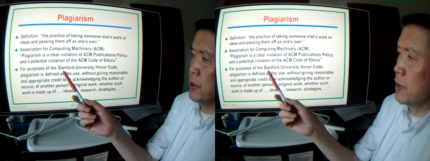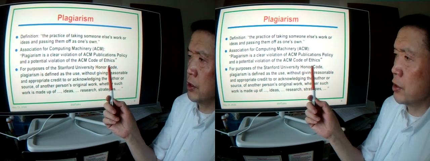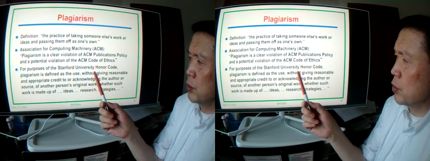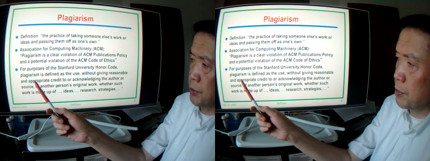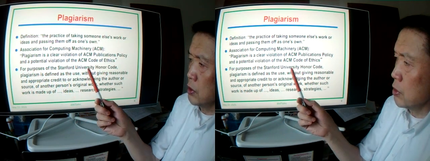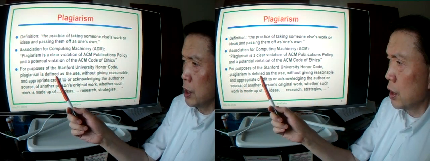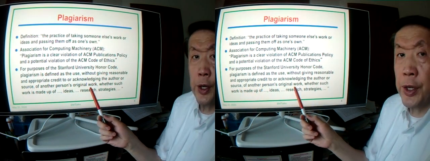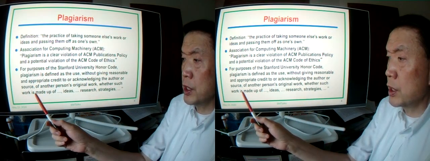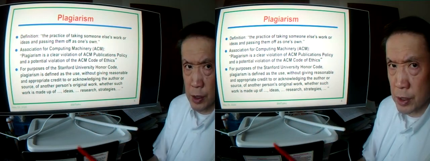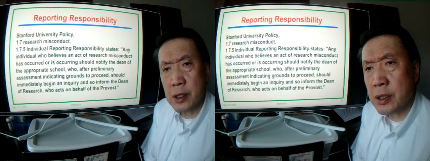For purposes of the Stanford University Honor Code, plagiarism is defined as the use, without giving reasonable and appropriate credit to or acknowledging the authors or source, of another person's original work, whether such work is made up of ideas, research, or strategies. It's our citizens' responsibility to report.